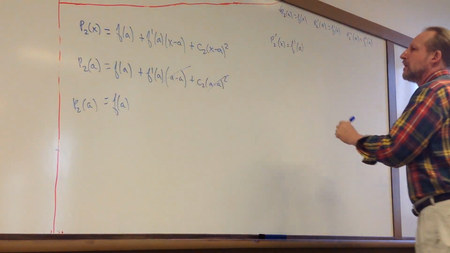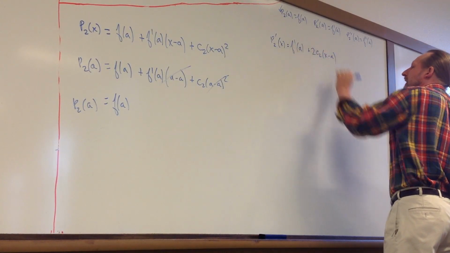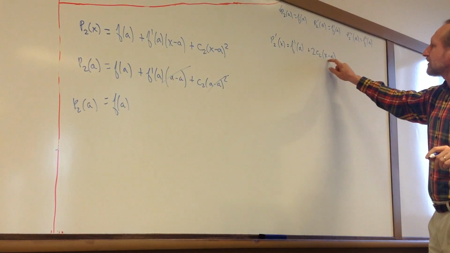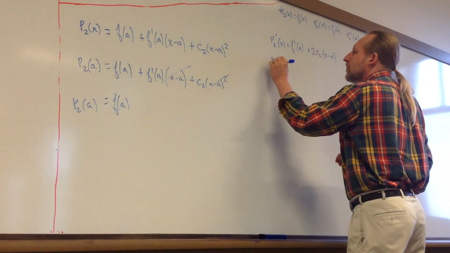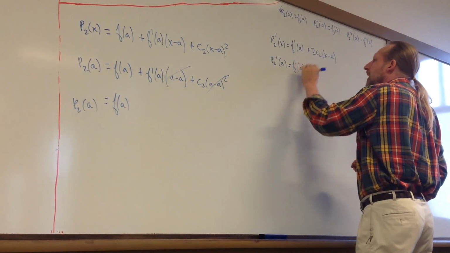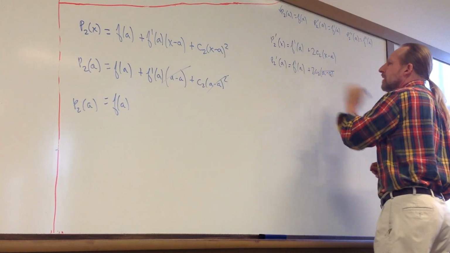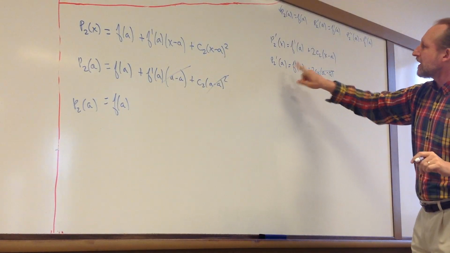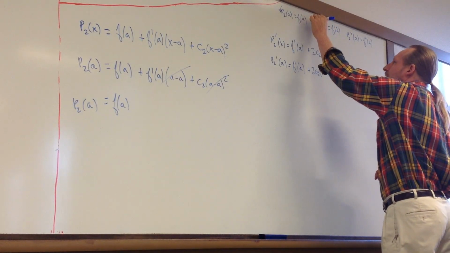Over here, we'll get 2c2 times x minus a, and the derivative of what's inside there is 1, so we don't really have to worry about the chain rule. All right, so p2 prime at a will be f prime at a, plus 2c2 times, plug in the a for the x, that makes 0. p2 prime at a is f prime at a. Good, that's what we wanted.